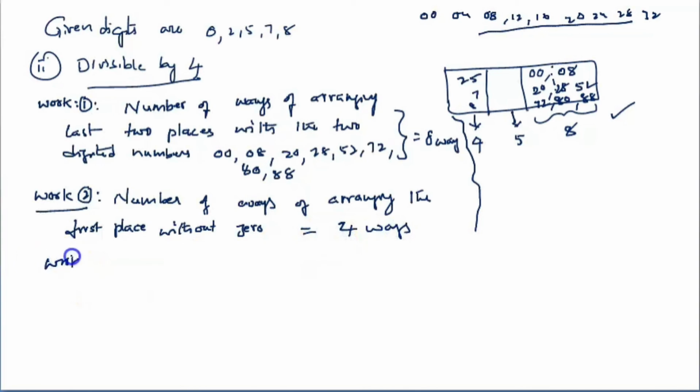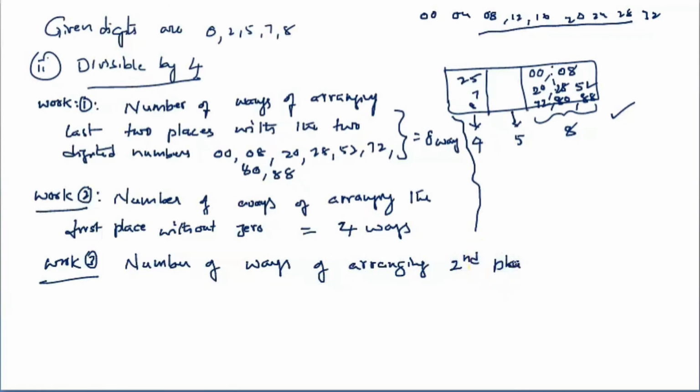Work 3 is the number of ways of arranging the second place with the given digits, which is equal to 5 ways. Only one work, no? 5 ways.